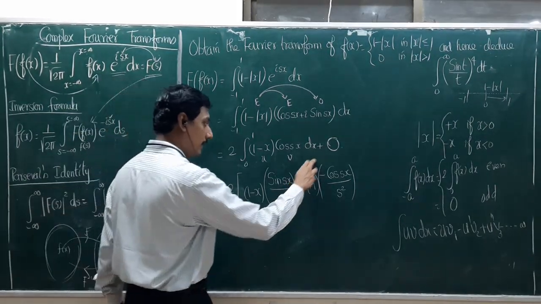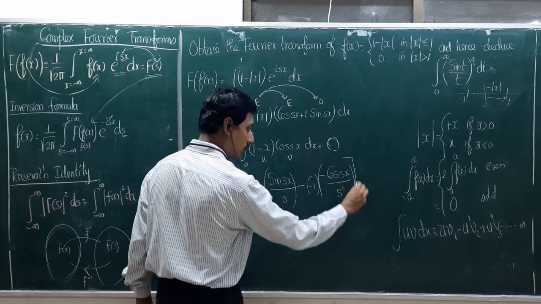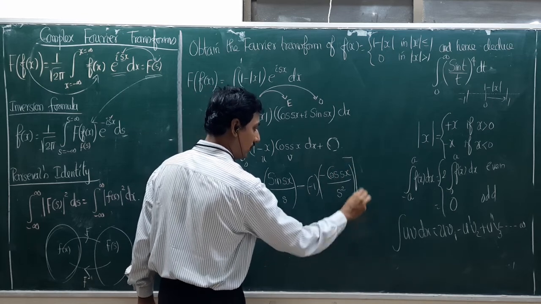What about the next term? The next term is 0 actually, so let's close this term. x is equal to 0 to x is equal to 1.